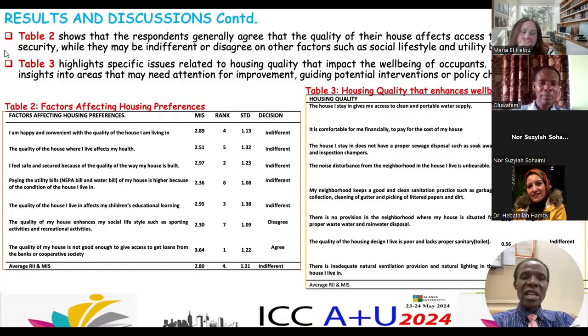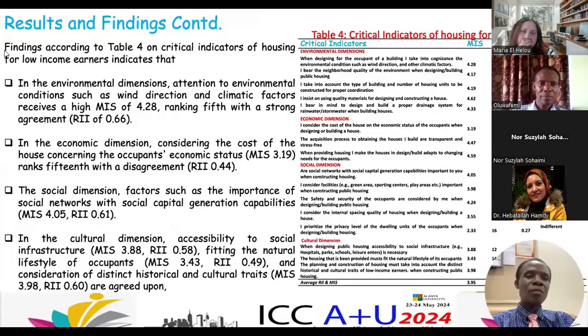changes in future. Now, in our Table 4, we present the critical indicators of housing for low-income earners, as can be seen on the screen. The findings on Table 4 start with the environmental dimensions. The attention to environmental conditions such as wind direction and climatic factors received a very high MIS of 4.28, with a strong agreement of RII of the respondents, which resulted in 0.66.